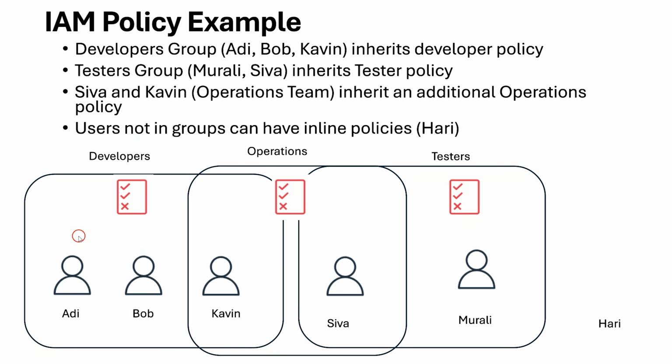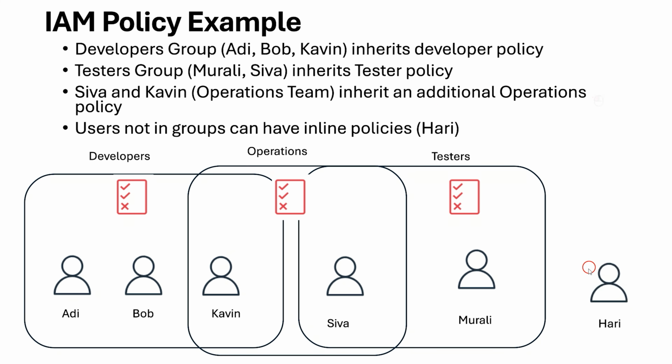Now, if you observe here, Adi, Bob, and Kevin should have developers access. Shiva and Murli have testers access. And Kavin and Shiva have operations access. Now Kavin should have developers access and operations access. And Shiva should have operations access and testers access. Since Shiva is present in testers and operations, he will get these two policies attached to him. And Kavin is present in developers and operations, so these two policies are attached to Kavin also. This is how the policies work at different levels.